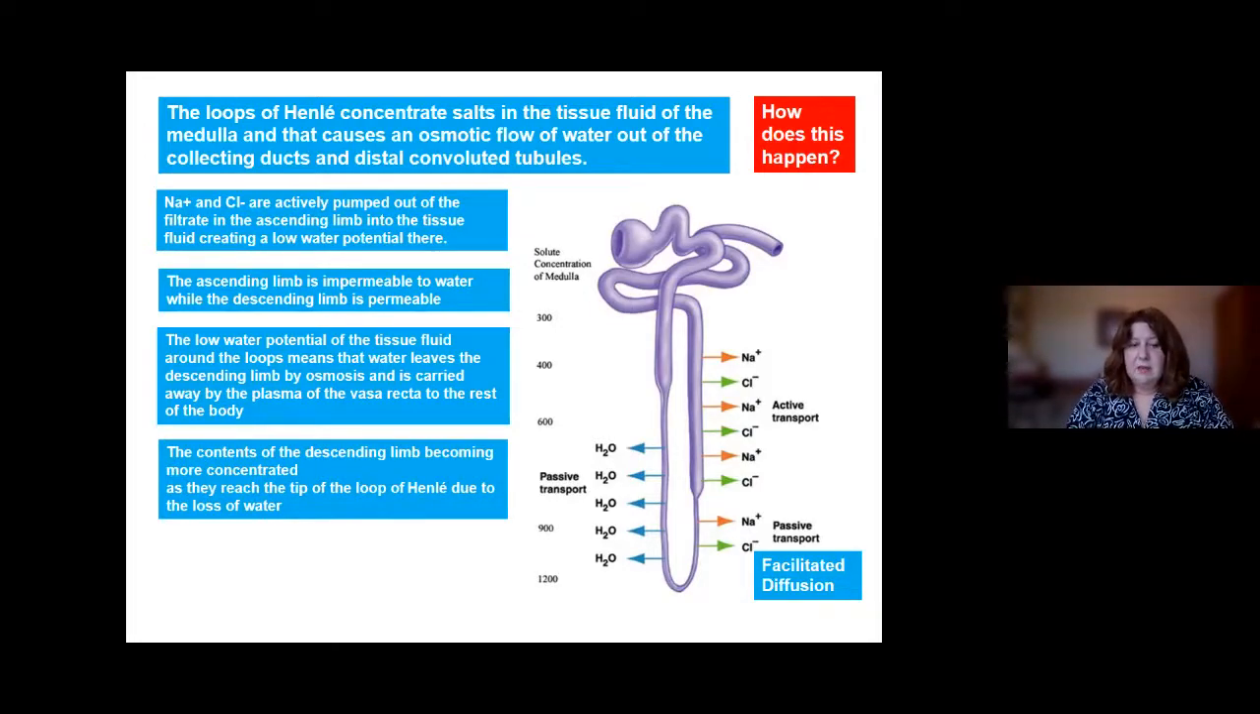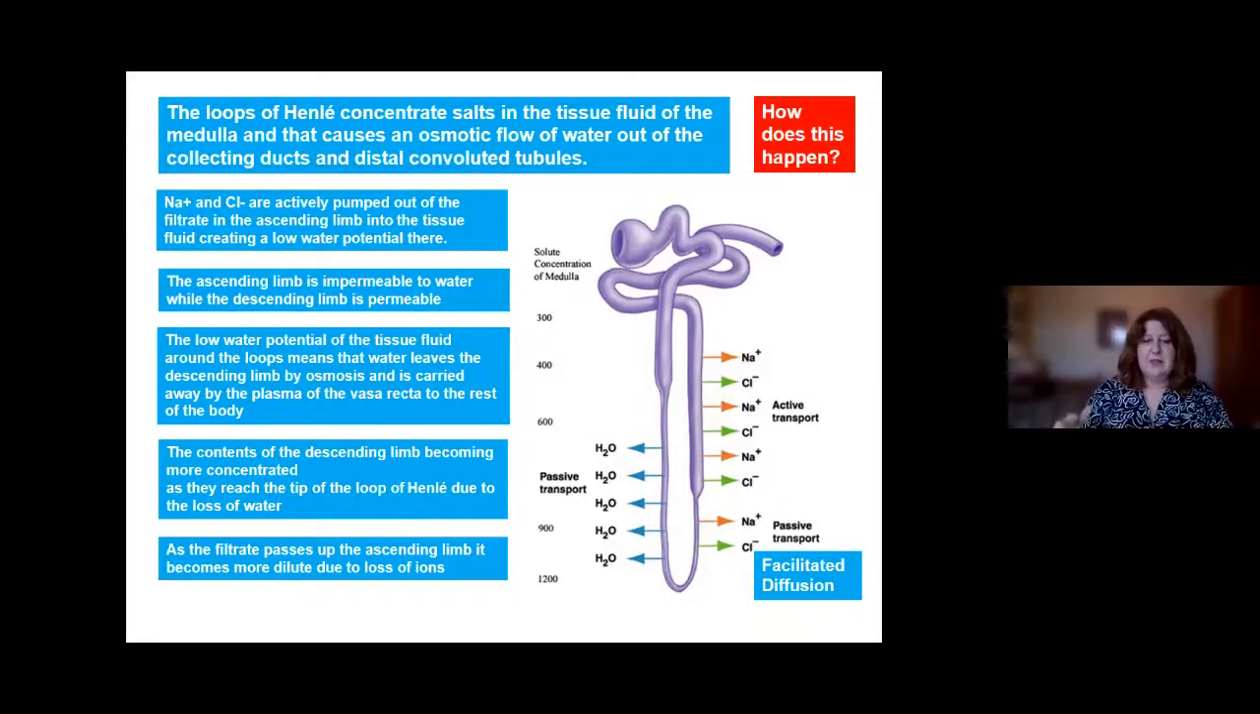So the descending limb is becoming more and more concentrated as water is leaving it, as you reach the tip or the apex of the loop. And then as the filtrate passes up the ascending limb, it's going to become more and more dilute because it's going to lose ions but not water, remember. So I thought it was worth summarising all of that on one sheet for you to have a little look at.